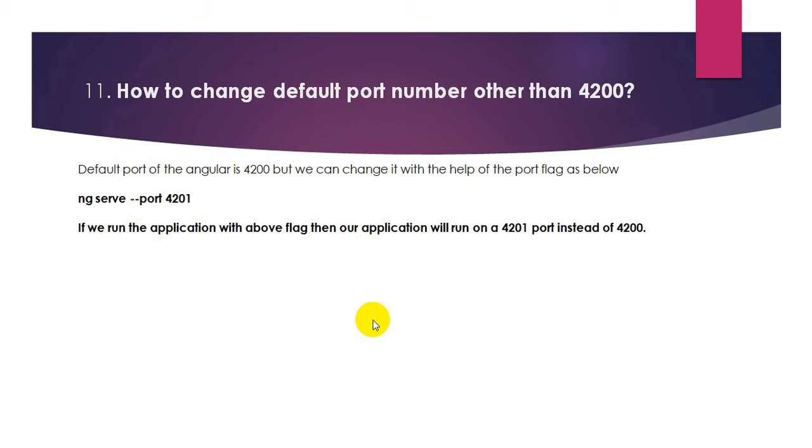Angular provides us some options through which we can change this default port. And how will we change that? While running the application, you can write ng serve with this port switch, and you can just write the port number you want. Now, if you run your application, it will run on 4201.